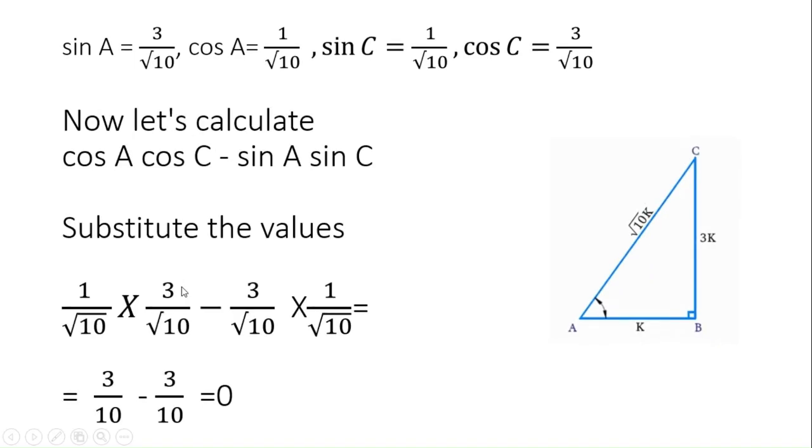Now, what is the second value required? We need to find out cos A cos C minus sin A sin C. All the values are written here. Okay. So, cos A 1 by root 10 into cos C 3 by root 10 minus sin A 3 by root 10 into 1 by root 10 sin C. Okay. So, 1 by root 10 into 3 by root 10 is nothing but 3 by 10. Now, in the same manner, 3 by root 10 into 1 by root 10 is nothing but 3 by 10. So finally, the value is 3 by 10 minus 3 by 10. That is nothing but 0.